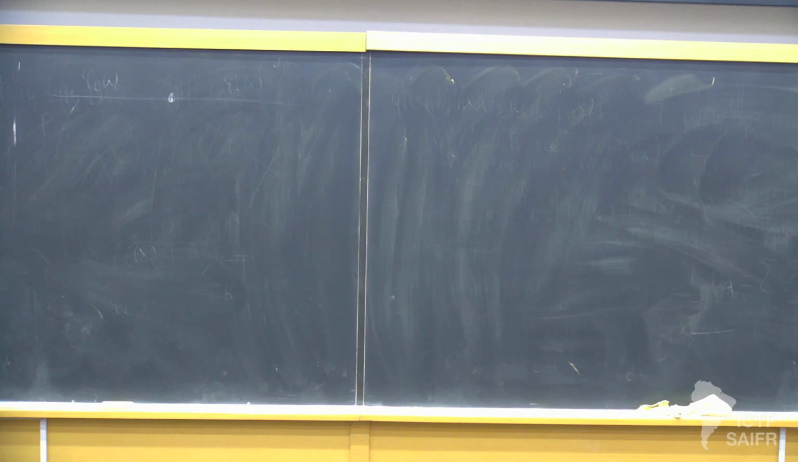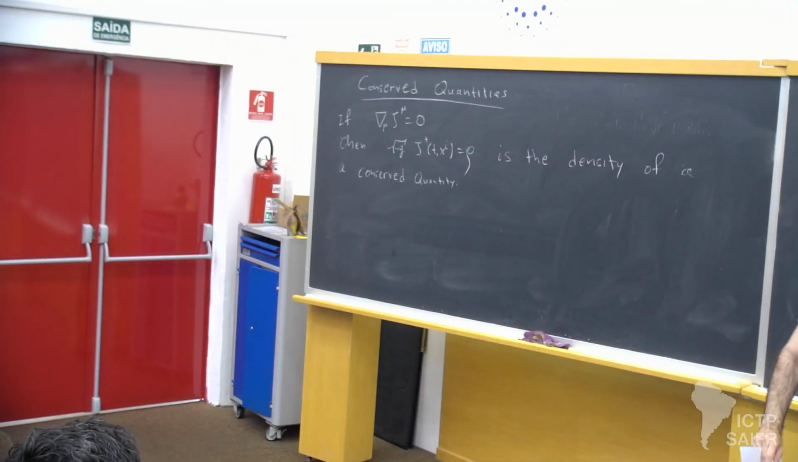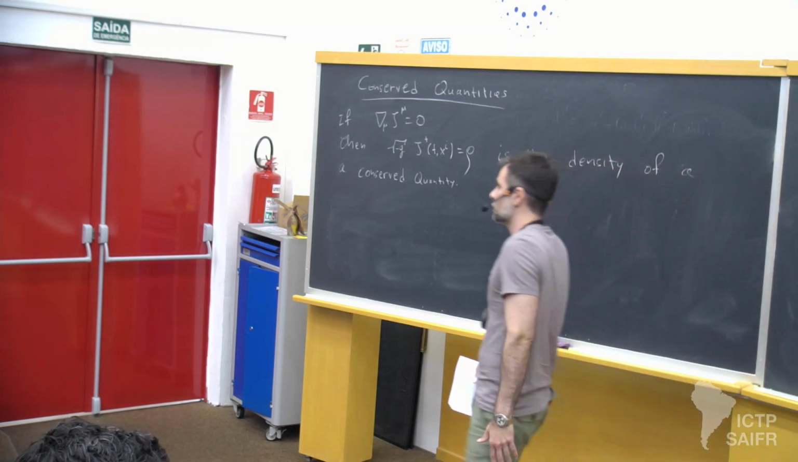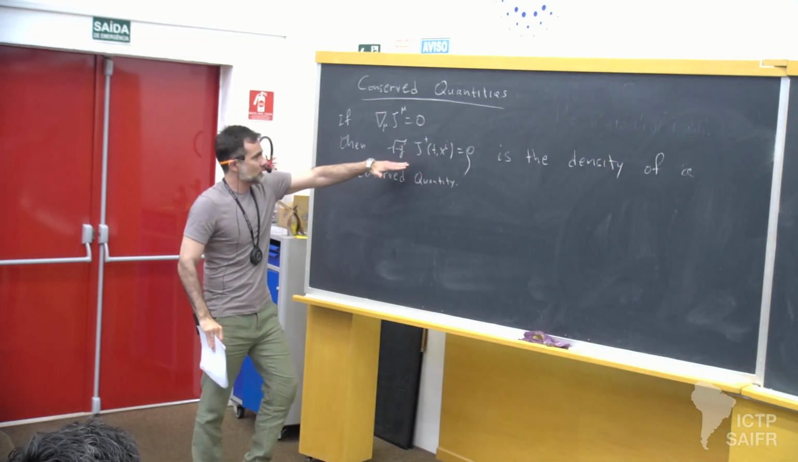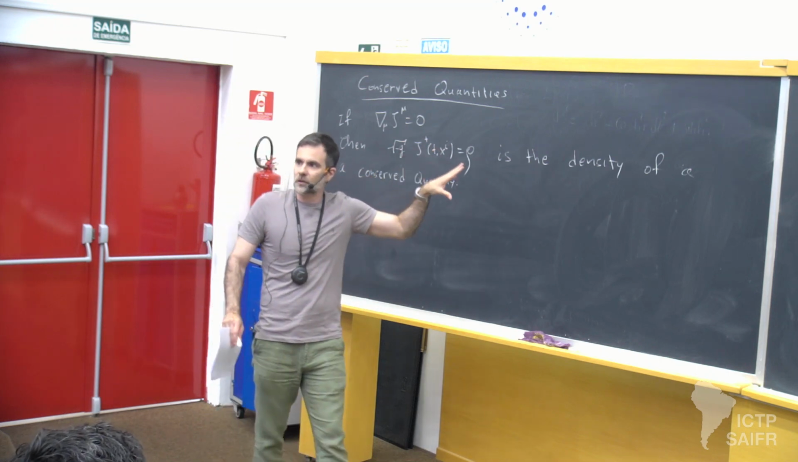And then this is the density of a conserved quantity. So if you integrate this quantity over a fixed time slice of your space-time, then you will find some number, and that should be independent of time. Okay, so that will give you some conserved number.